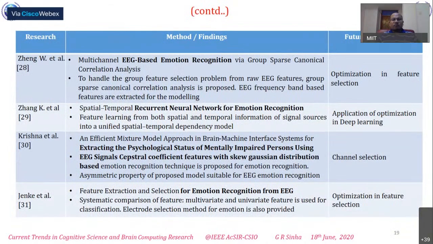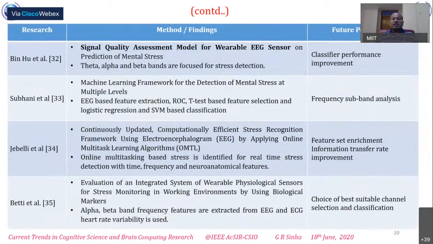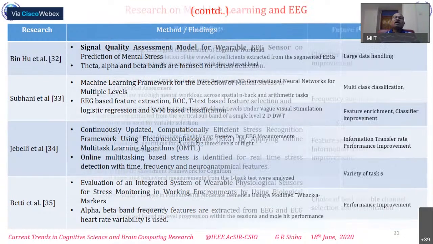And there are some more research contributions. Researchers are nowadays using deep learning, recurrent neural networks and so on for emotion recognition. Then there is research on signal quality assessment models. As I told you, when poor signal quality is there, there is research going on.